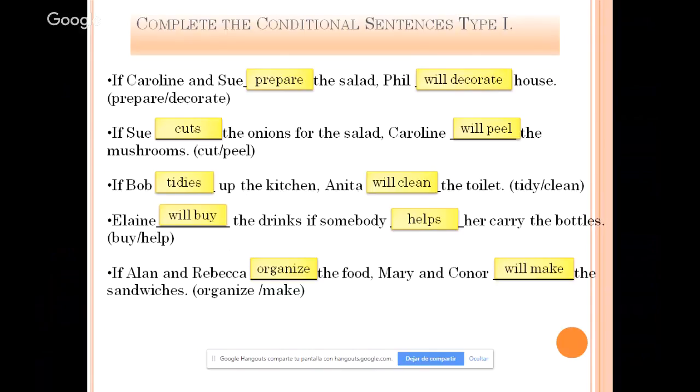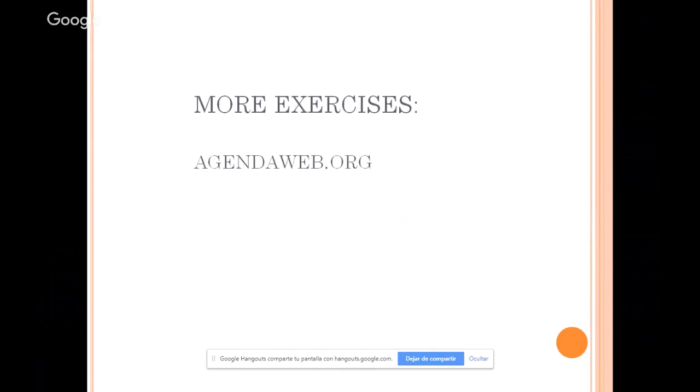That's it. Okay. In this case, Alan and Rebecca are plural, right? It is a plural subject, so we don't have to conjugate organize. Remember the forms in the present simple so that you don't have any problem conjugating the verbs for the conditional type 1. If you want to check more exercises, I invite you to check this website.